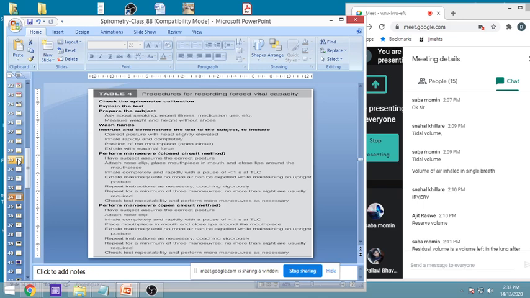Position of the mouthpiece, it should be open. Exhale with the maximal force. These are all the instructions you are giving. Then perform the maneuver with the closed circuit method. Have the subject assume the correct posture. Then attach all the machine accordingly and go for it.